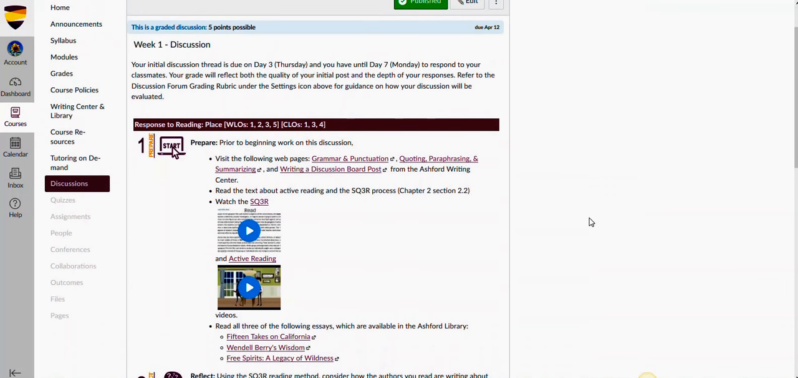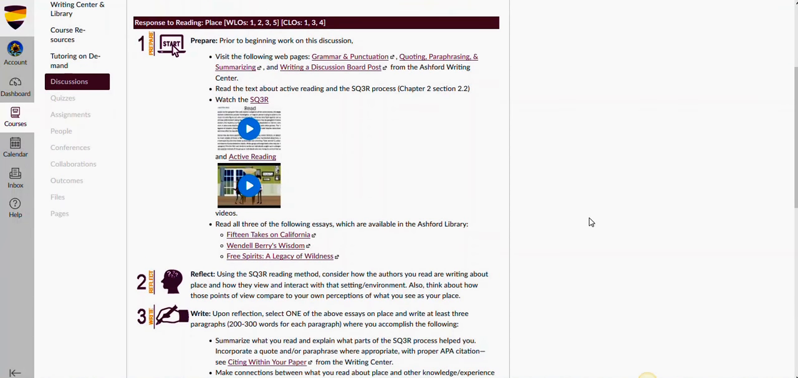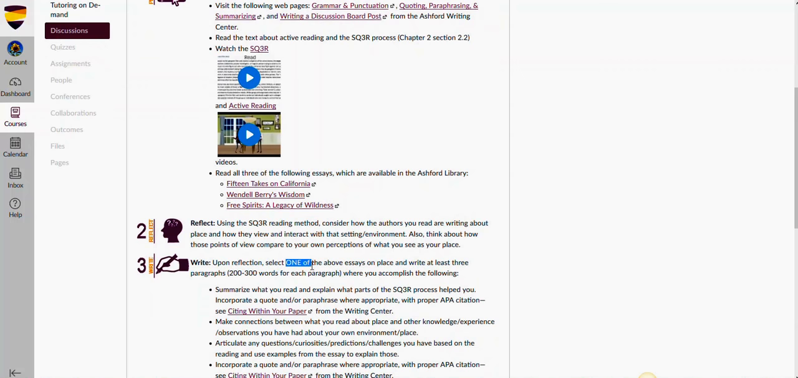Okay, moving on. So weeks 1, 2, and 5 have the same discussion structure. What we're having students do in this new course is they are going to be going to the Ashford Library, and they are required to access these essays. The essays are different for weeks 1, 2, and 5, and read each one of them, and then select one of the essays to write about in their discussion.